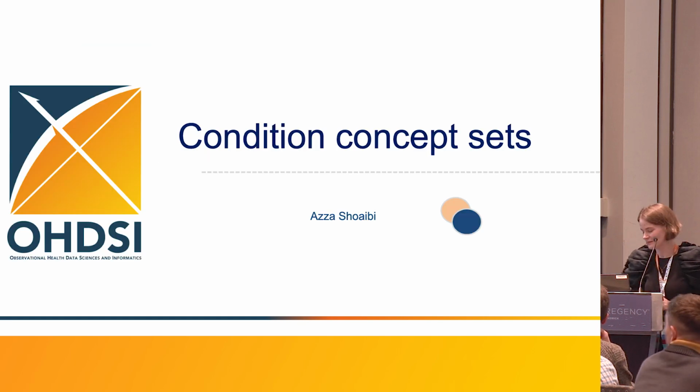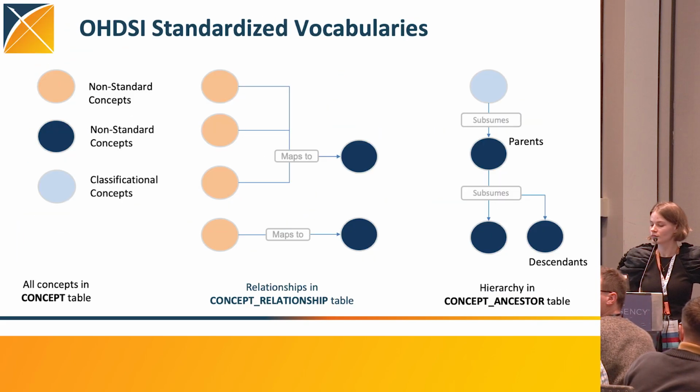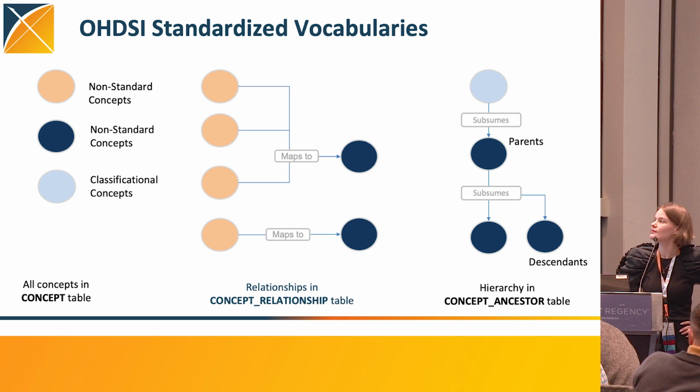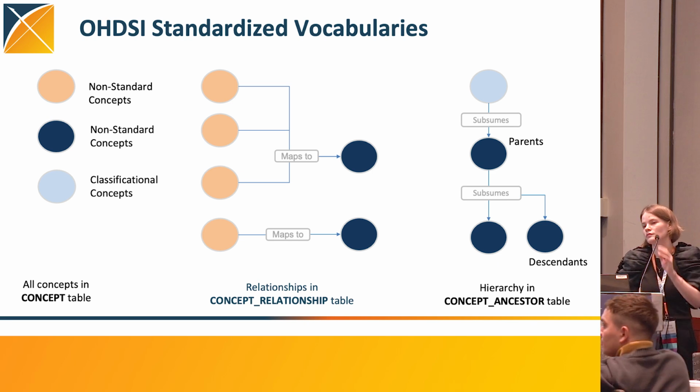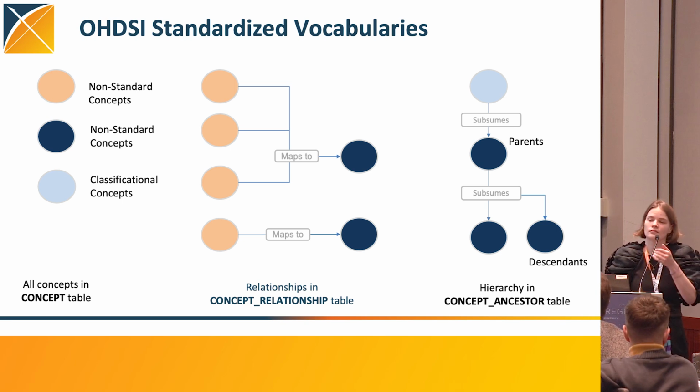Yeah, go ahead. My question is about relationships. Go 2 slides back. Here. Concept relationship. Relationships are the relationships between concepts. Are they only limited to the mapping relationship between non-standard? So there are no other associated relationships included.